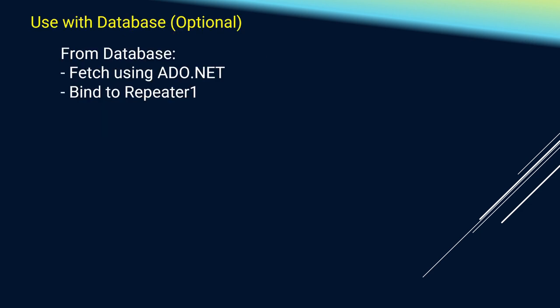You can connect the repeater to a database, use ADO.NET to retrieve data, fill a DataTable and then bind it to the repeater. It works the same way as shown. Just replace the dummy data with your SQL query result.